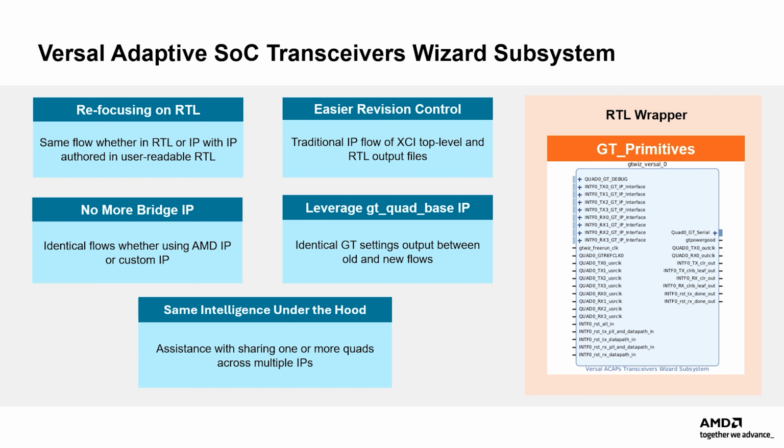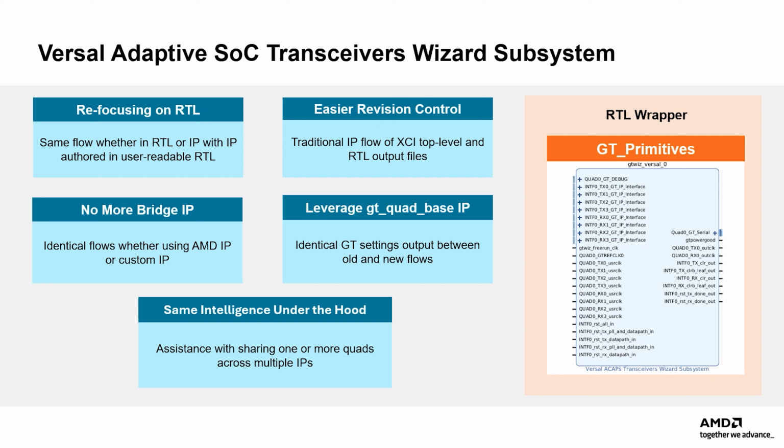The new wizard provides an RTL wrapper created around GT primitives and allows for basic customization. It refocuses on an RTL approach with the same flow whether using RTL or the IP integrator. The IP is authored in user-readable RTL. It simplifies revision control by incorporating a traditional flow that includes XCI top-level and RTL output files. For both AMD IP and custom or third-party IP, there is an identical process eliminating the need for bridge IPs.